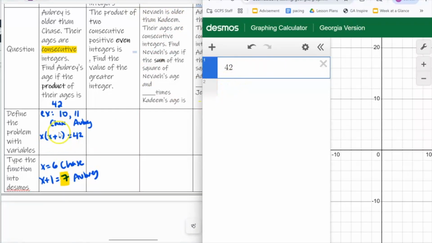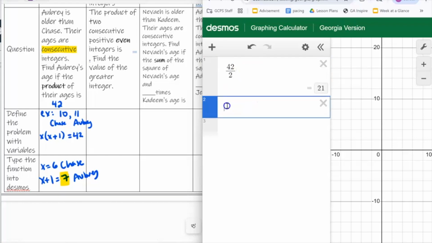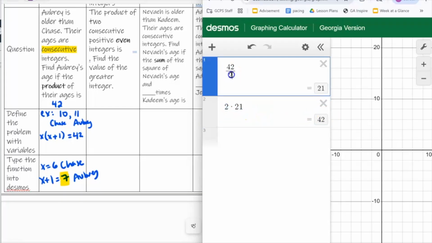Because I know they're consecutive, they have to be right next to each other. But if I wrote down all the factors of 42, so let's say I check 2, I can have 2 times 21, but are those consecutive? No, they're not right next to each other. So even though they give me 42, they're not consecutive. So it's not what I'm looking for.